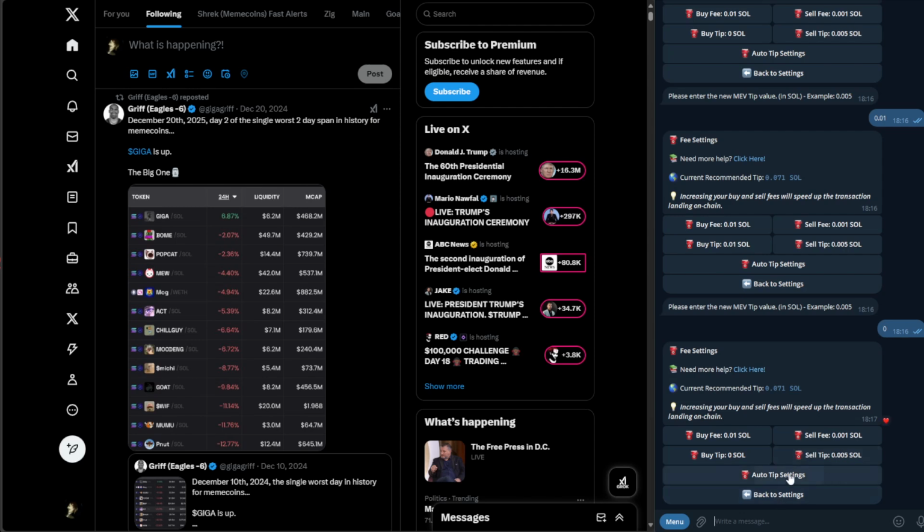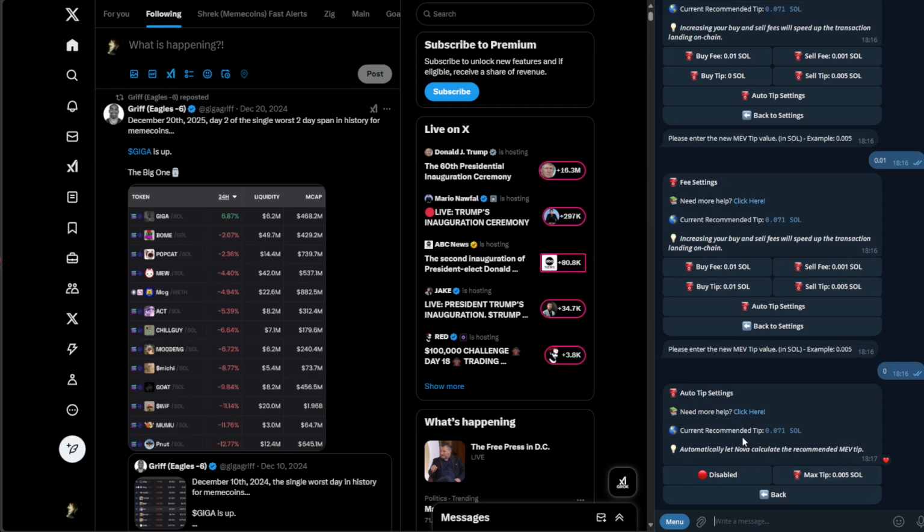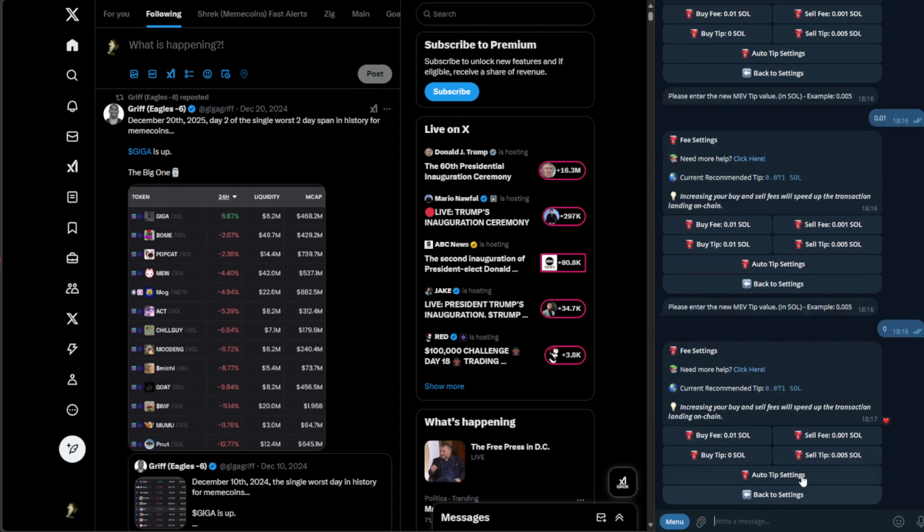And then the auto tip settings as well. Recommended tip 0.007 sol here. This is basically where you can use the recommended tip instead of the actual tip that you set, and you can set a max tip as well. Nova will calculate the tip for you, etc. But personally, this is usually quite high, and it's usually for people who have quite large transactions, so you probably don't need to use this.